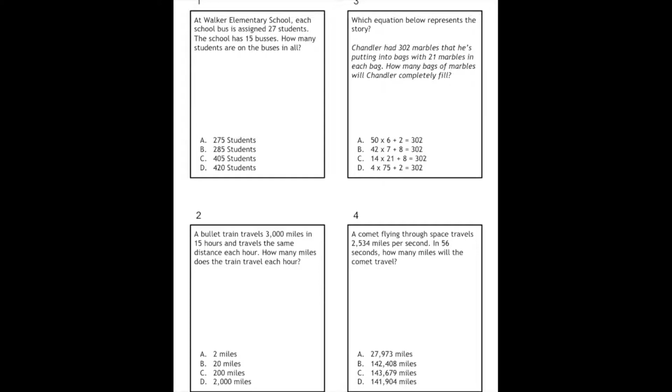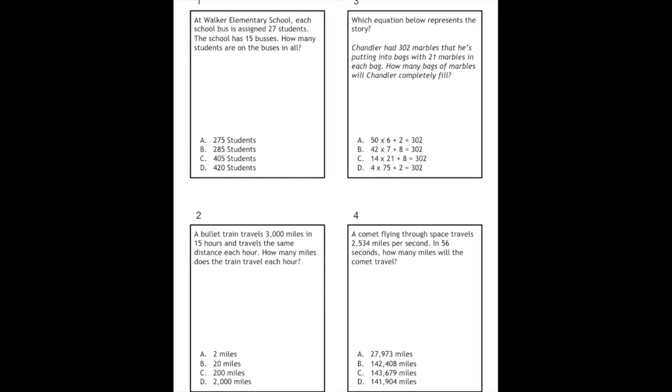Number 1. At Walker Elementary School, each school bus is assigned 27 students. The school has 15 buses. How many students are on the buses in all? A. 275 students. B. 285 students. C. 405 students. D. 420 students.